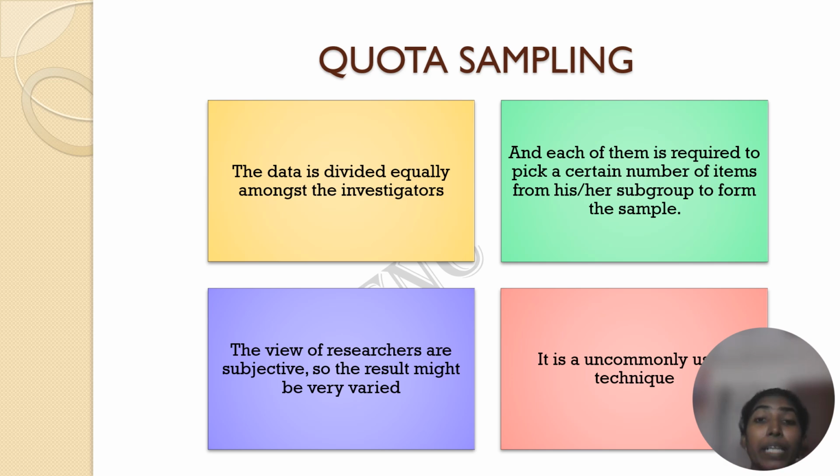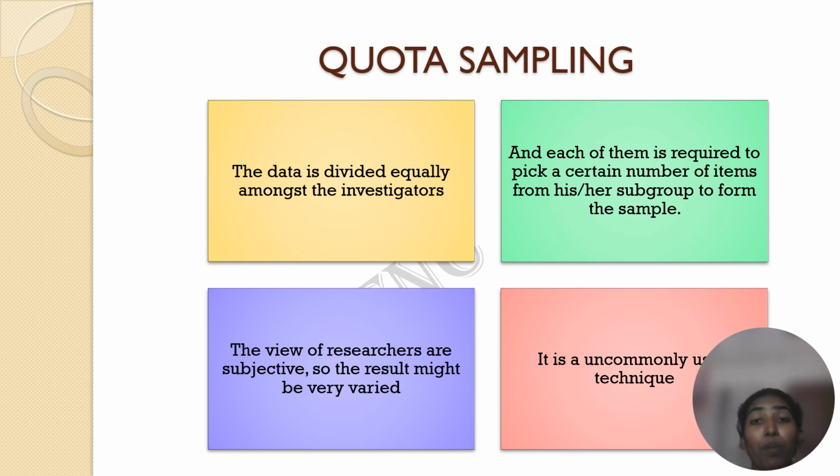The second non-probability sampling is quota sampling. The data is divided equally among the investigators and each of them is required to pick a certain number of items from his or her subgroup to form the sample. So, if there are two or three researchers, they can divide the population into two or three different categories, and each researcher can look into one category of population, and they can pick the respondents according to their thoughts.